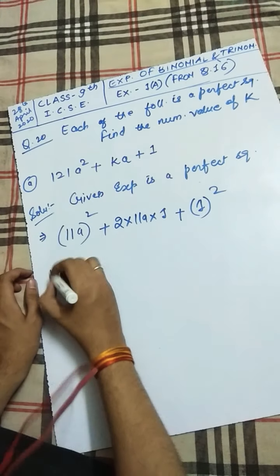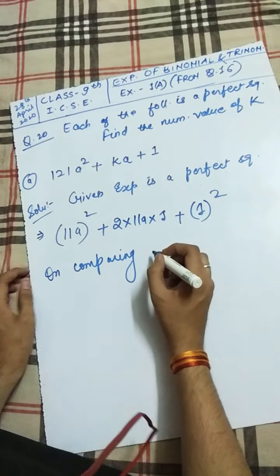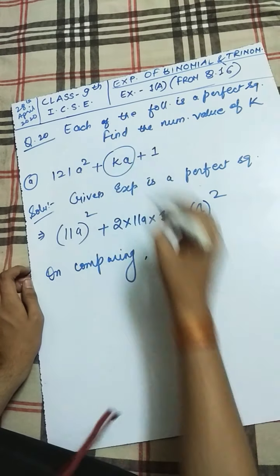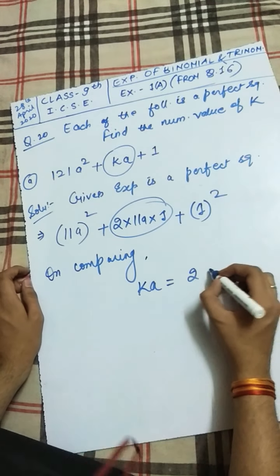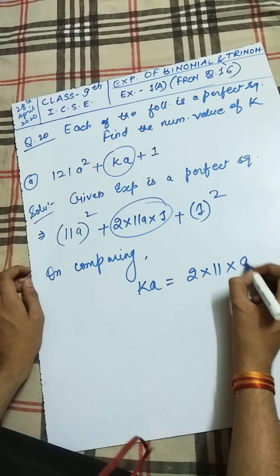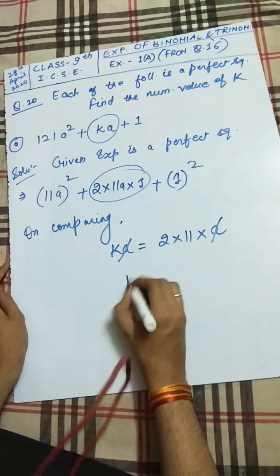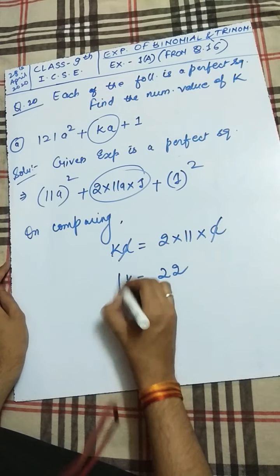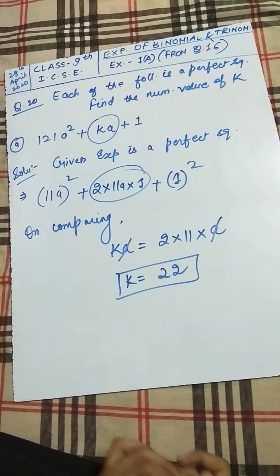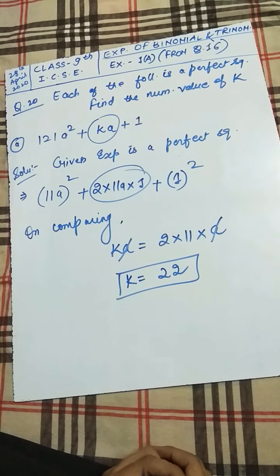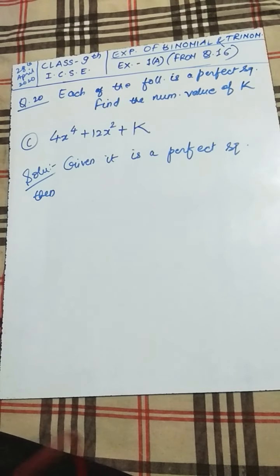Alright, on comparing, that is this ka we have to compare it with this middle term, that is ka is equal to 2 into 11 into a. A to A will get cancelled, so the value of k will be 22, that is 2 into 11, which is 22. So your answer will be 22. Okay, understood? Now see the C part, C question.